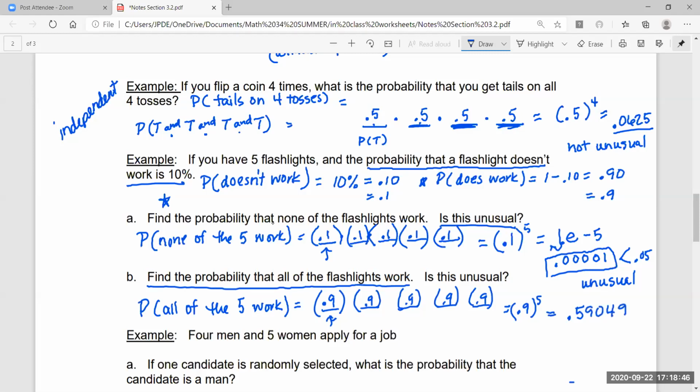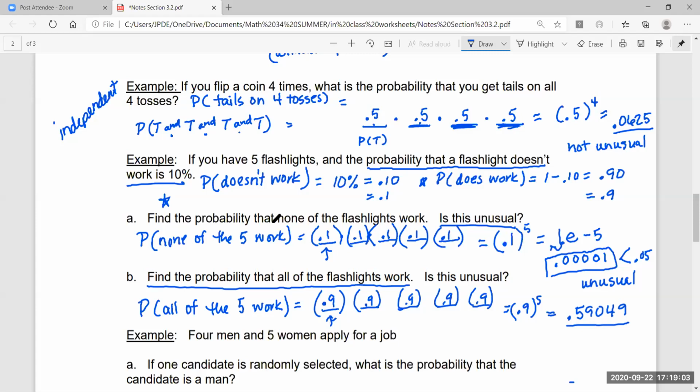Make sure I have that right. 59049. Yes. So if you think about it probability wise, this would be very common. 0.5, 0.6, if you round it, it's in the middle. So it'd be pretty likely to happen.